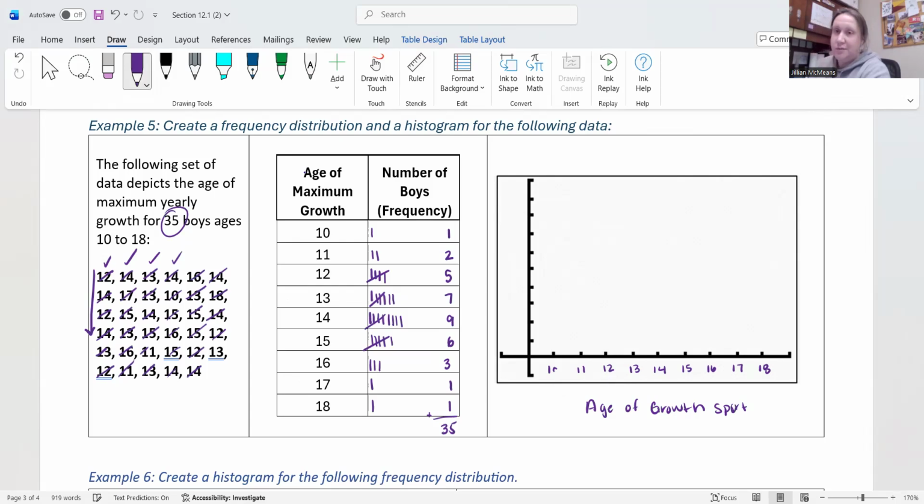Spurt, how do you spell spurt? Let's go with age of maximum growth, because it turns out we don't know how to spell. We don't care. So, age of maximum growth. I know how to spell those words.